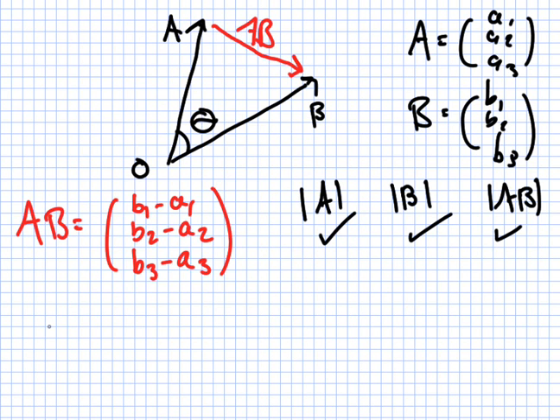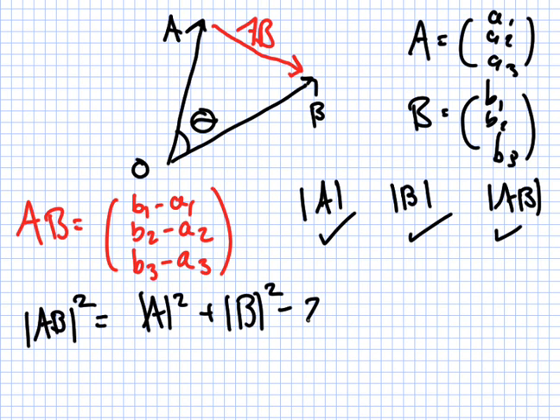That's good because we can use the cosine rule from semester 1 to find the angle here. So the cosine rule says that the magnitude of AB squared equals magnitude of A squared plus magnitude of B squared minus twice magnitude A magnitude B cos theta. So this is really good because we know the magnitudes here. But we can simplify this formula.